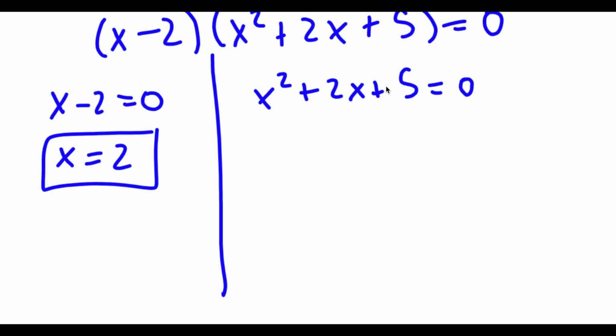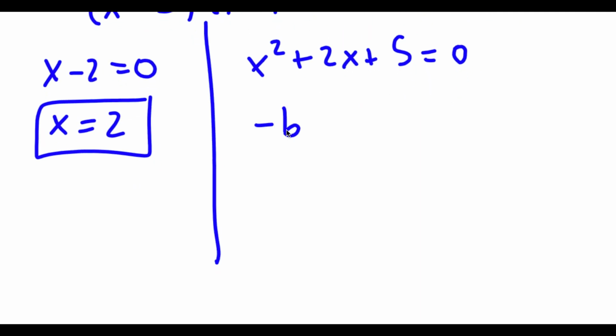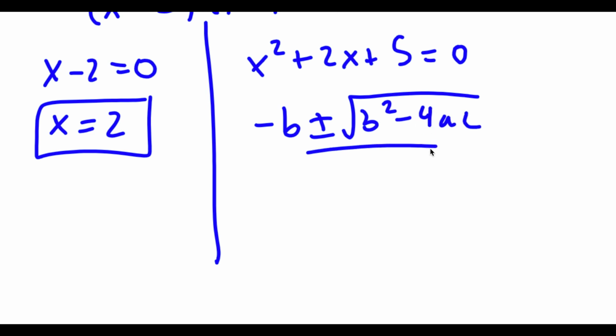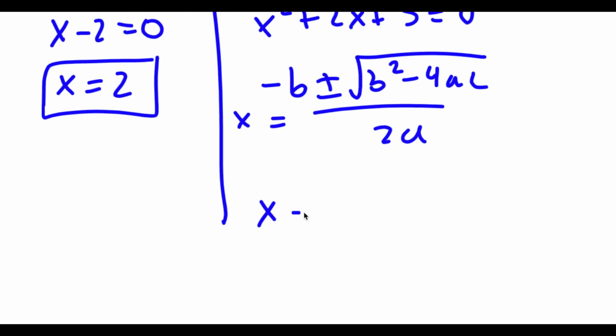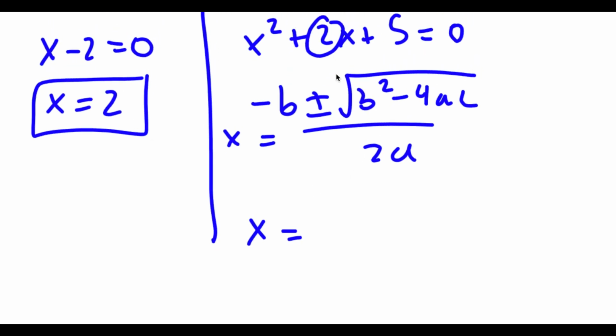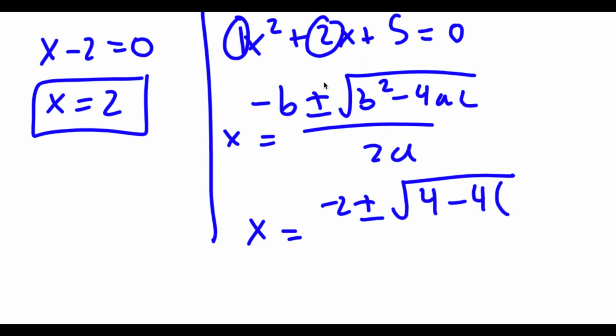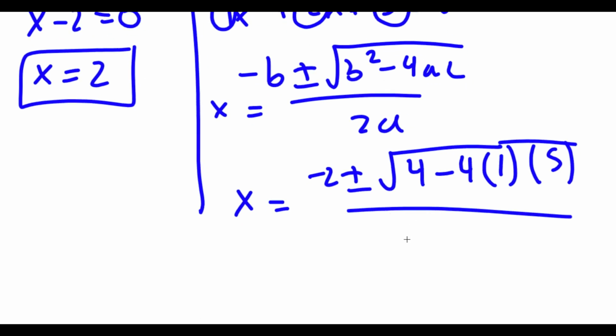And for x squared plus 2x plus 5 equals 0, I can use the quadratic formula, which is negative b plus or minus the square root of b squared minus 4ac all over 2a. So in this case, b is equal to 2. So I have negative 2 plus or minus the square root of 2 squared, which is 4, minus 4 times a, which is 1, times c, which is 5, all over 2a, so 2.